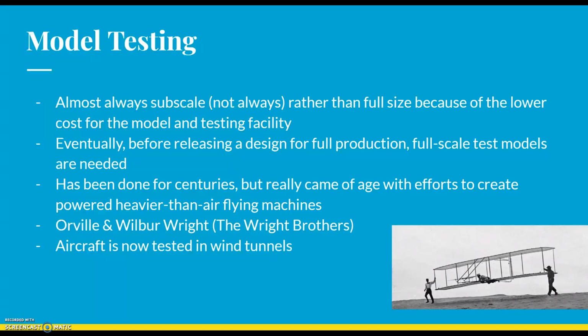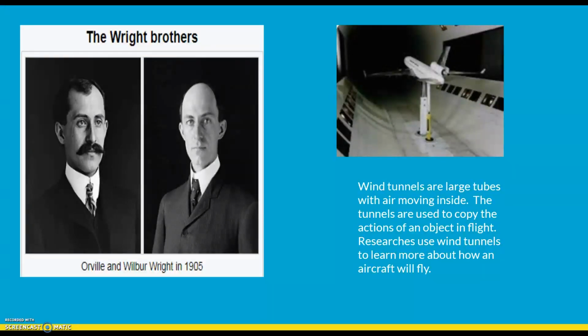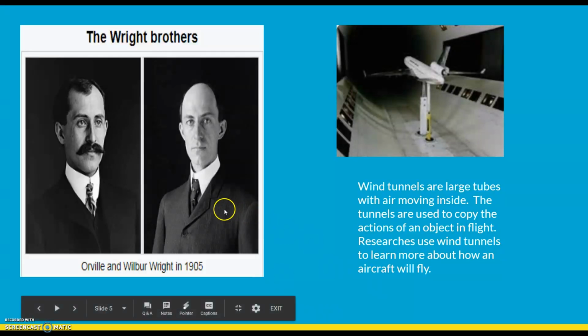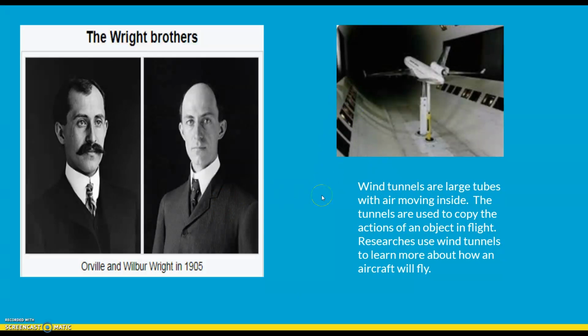But anyway, ever since then, scaled models of aircraft, spacecraft, automobiles, and high speed trains have been and still are tested in wind tunnels in model testing. And as I said earlier, the value of using small subscale model testing in the process of problem solving is obvious because it's going to be so much cheaper. So here is a picture of the Wright brothers, Orville and Wilbur. And then this is another picture of a wind tunnel.